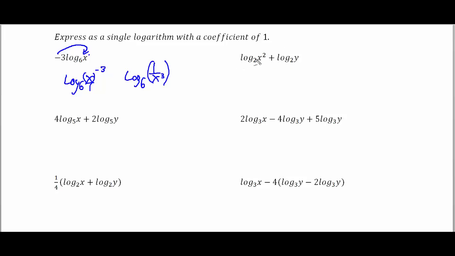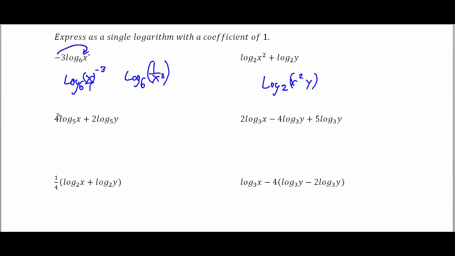Now, in this case, it looks like our leading coefficients are 1, but it's not written as a single logarithm. Since we're in the same base, I would put these together using the product rule. So this would be log base 2 of x squared y. It's now together under a single log. The leading coefficient is 1, and these are multiplied together since they were added here.